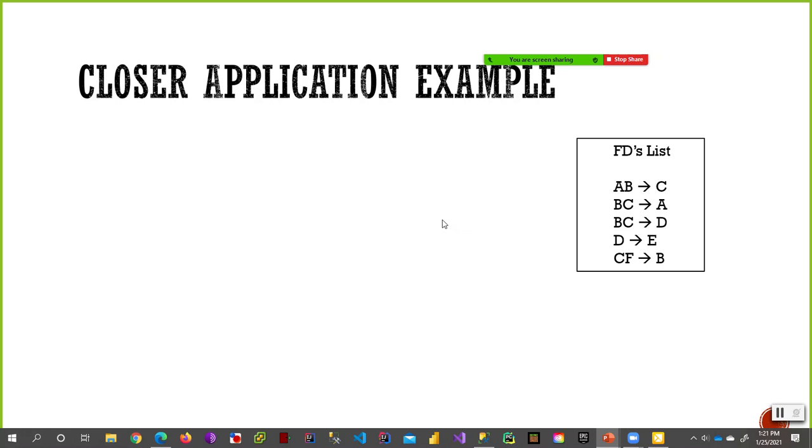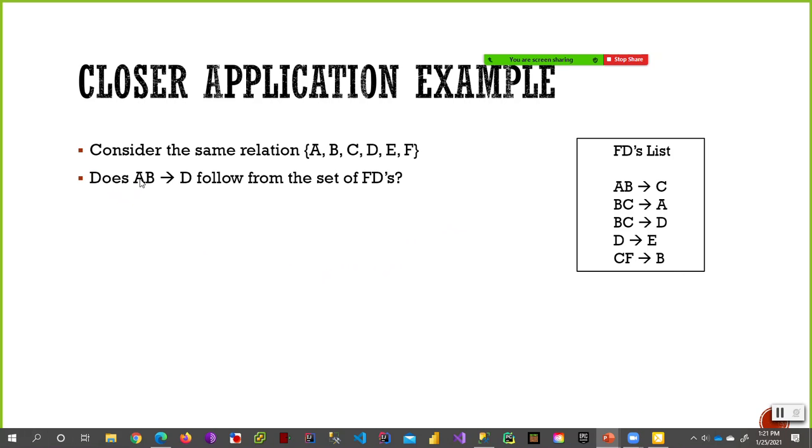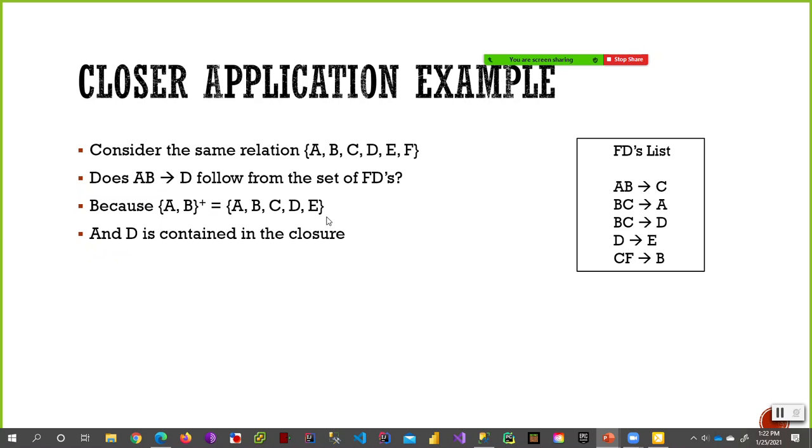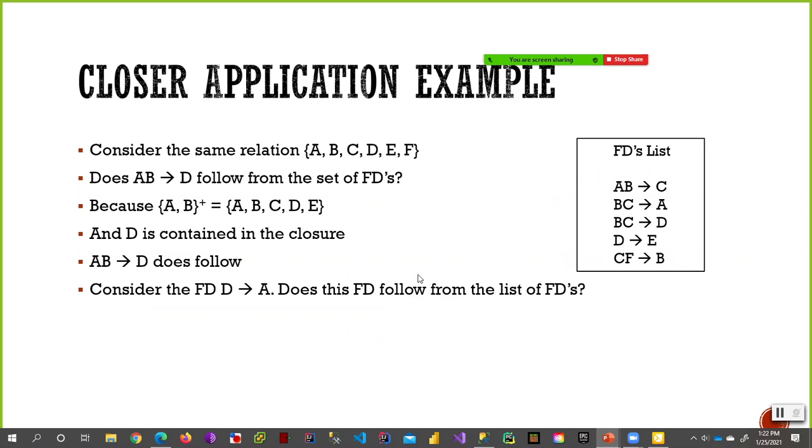So I think this is the same set. Same relation. And the question is, does ABD follow from the set of functional dependencies, right? So AB functionally determining D, does that follow from the set of functional dependencies? We've already computed the closure of AB, A, B, C, D, E. And since D is contained inside of that closure set, then ABD does follow. So you can add that to the list of functional dependencies that we know about this particular relation. And that's the stuff that I just talked about.